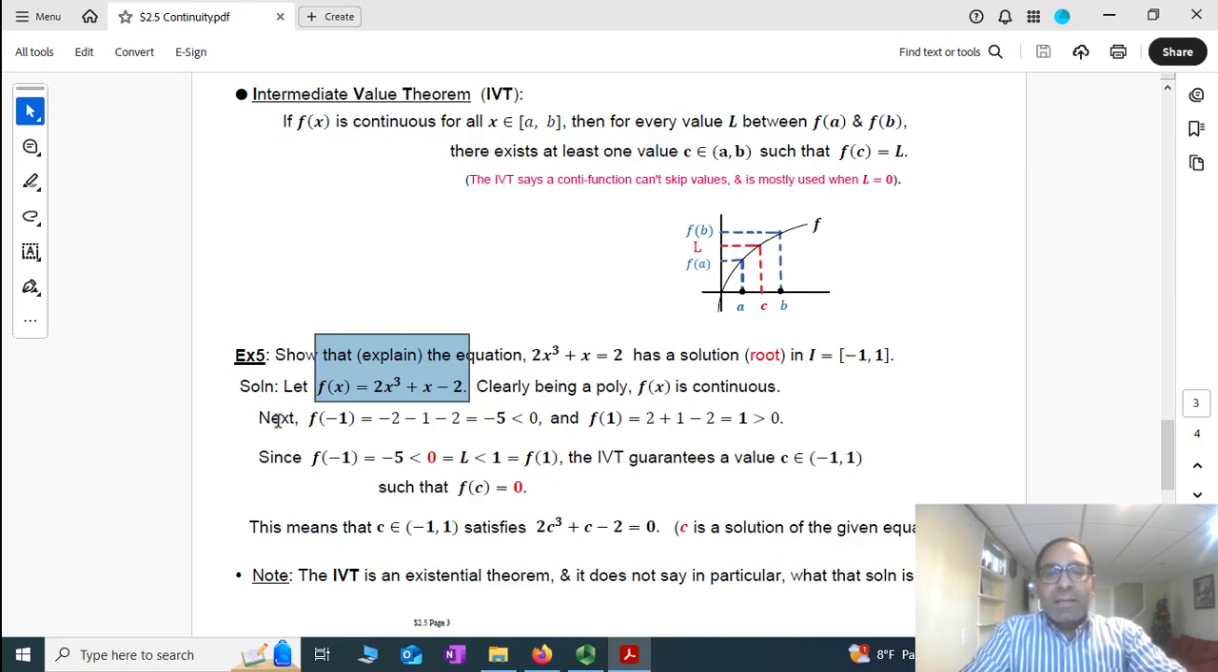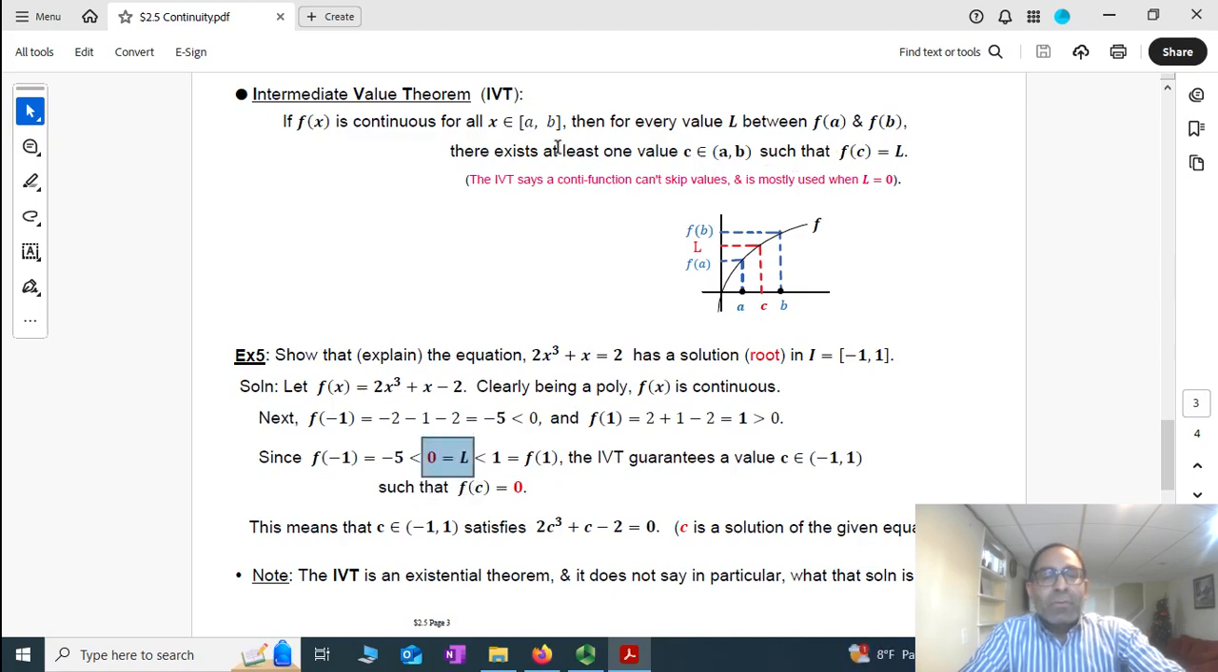Then second, let's compute the function value at the endpoints of the interval. Here f(-1) is -2 - 1 - 2, which equals -5, which is less than 0. And computing f at the right endpoint of the interval, which is 1, it turns out to be 1, which is positive. So that means we have a 0 between a negative value and a positive value. That is L equals 0 in our hypothesis here.